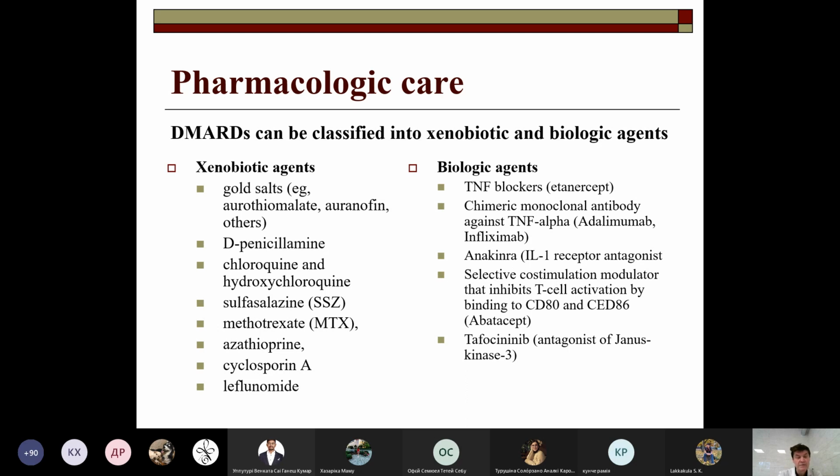And sometimes you can switch methotrexate to cyclosporin A or sulfasalazine. And frequently we use methotrexate or cyclosporin A in combination with tofacitinib, anakinra, or the anti-interleukin-6 chimeric antibody Actemra to reach full control of the disease.